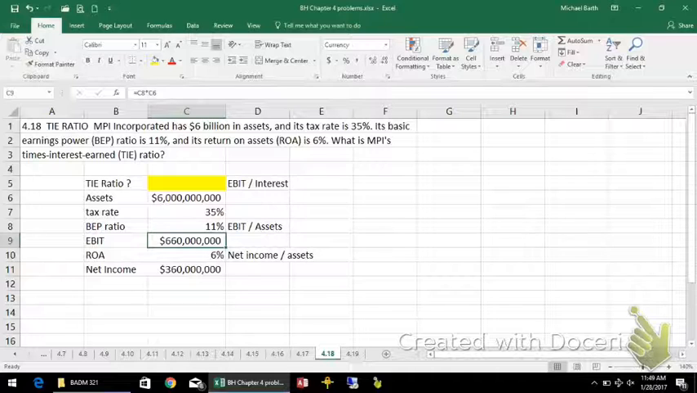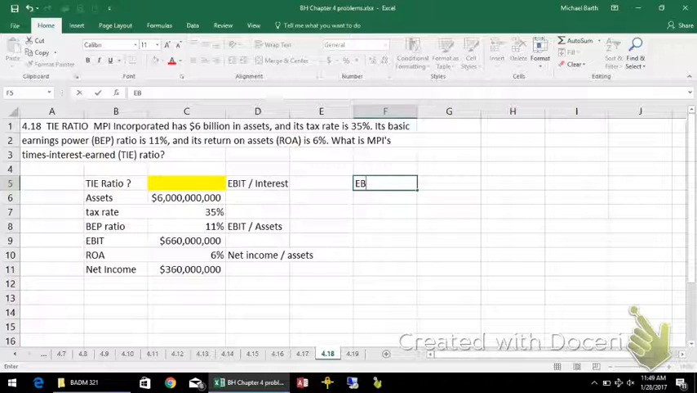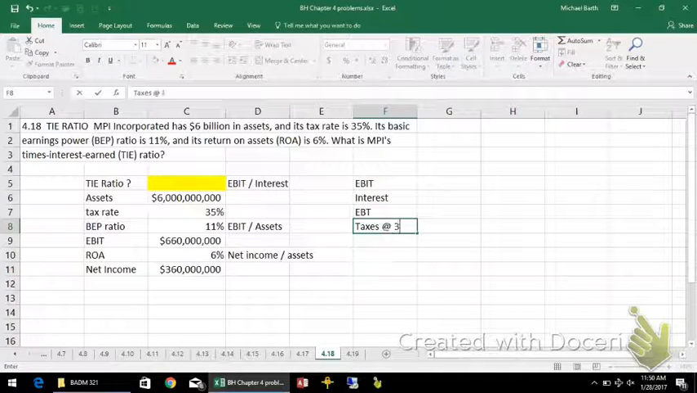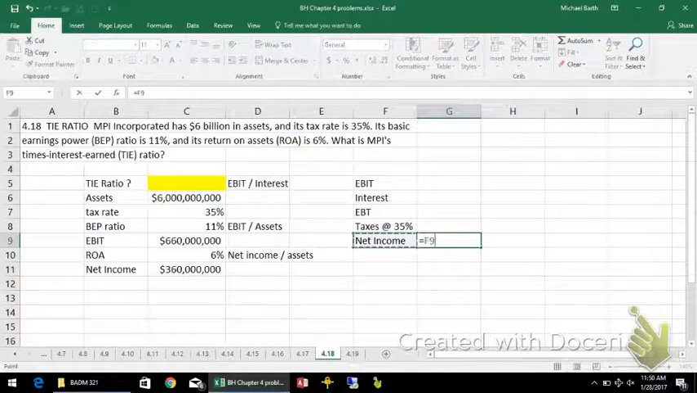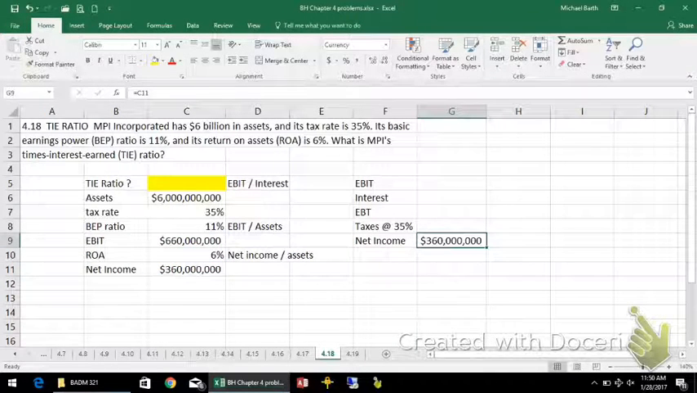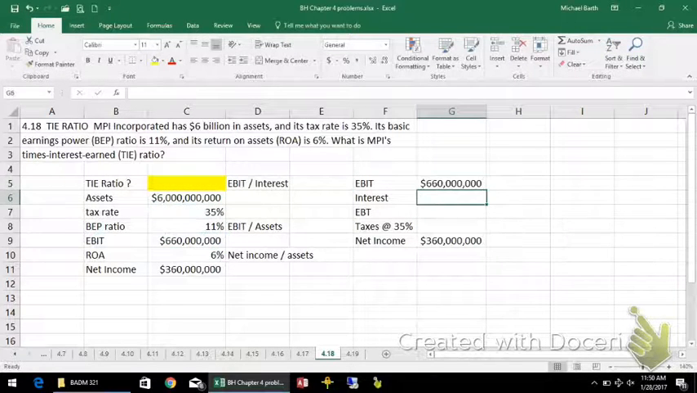So given all that, I can take that information and figure out the interest expense, knowing the net income and the tax rate. Interest gives me EBT, taxes at 35% gives me net income. I know what net income is. It's given in the problem, or I could solve for it, to get 360 million. And I know that EBIT is 660 million.